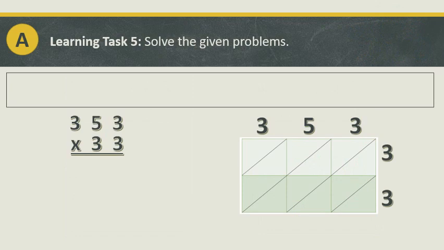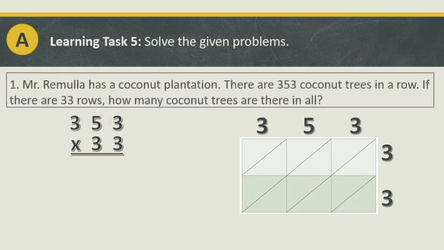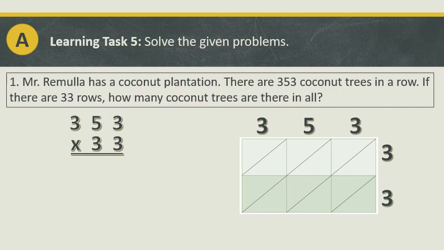Dito naman tayo sa problem natin. Solve the given problem. Number 1, Mr. Remulla has a coconut plantation. There are 353 coconut trees in a row. If there are 33 rows, how many coconut trees are there in all? Solve natin siya using yung normal nating multiplication strategy. Magsisimula tayo uli dito sa kanan. 3 times 3 is 9.